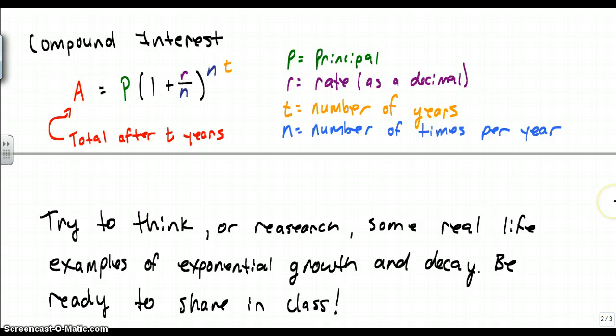And the last thing is I want you to think, or if you have to, do some research. And it shouldn't take you very long. Just Google. And I spelled research wrong. We all make mistakes. I want you to do some research and look at some real life examples of exponential growth and or decay, and be ready to share those with your group and your classmates in class.